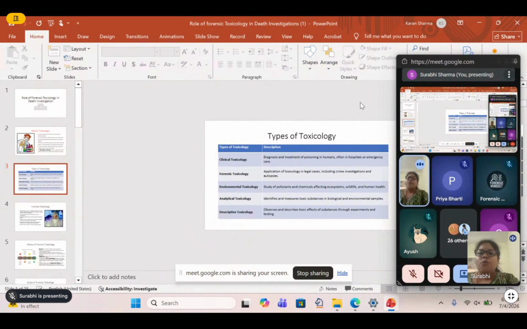Then we have environmental toxicology. Environmental toxicology is nothing but the study of pollutants and chemicals affecting the ecosystem.